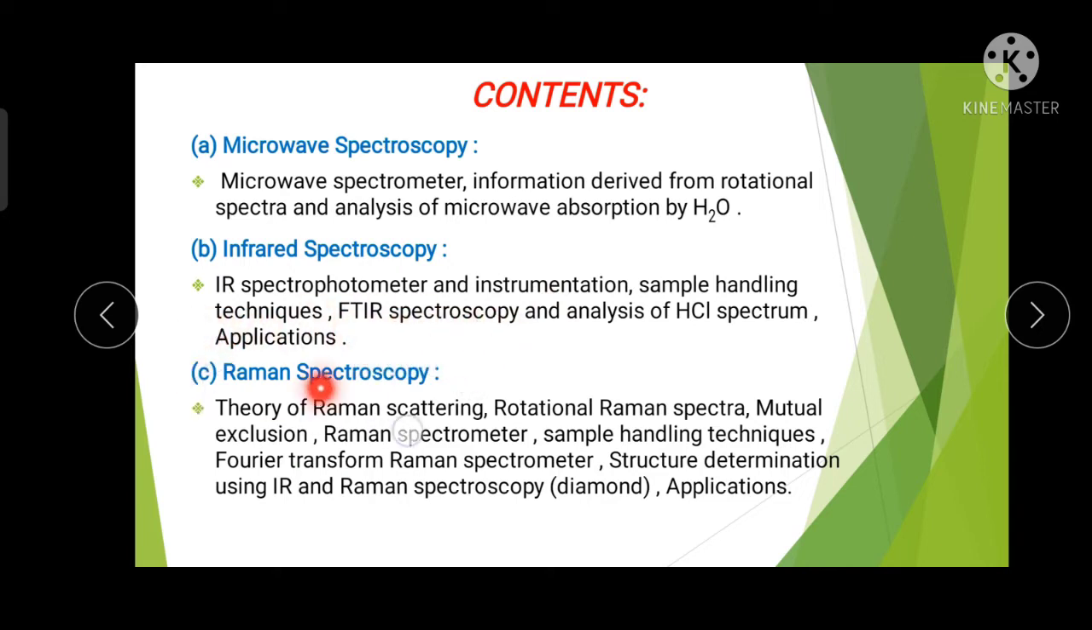Similarly, in Raman spectroscopy there is also a Fourier transform Raman spectrometer. What is the difference between them, we will discuss in our upcoming lectures. Structure determination using IR and Raman spectroscopy, that means we have to study the structure of the diamond with the help of IR spectroscopy as well as Raman spectroscopy. All those things we will discuss in the case of the diamond, and applications of Raman spectroscopy.